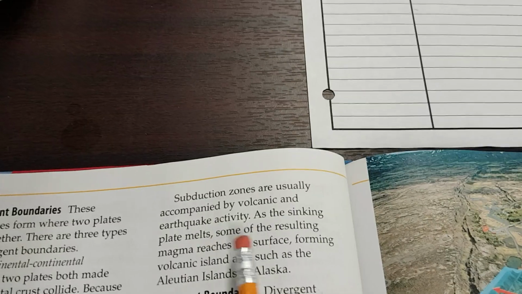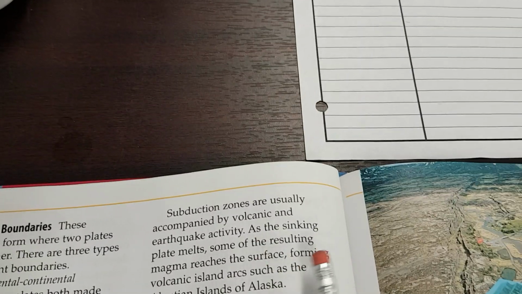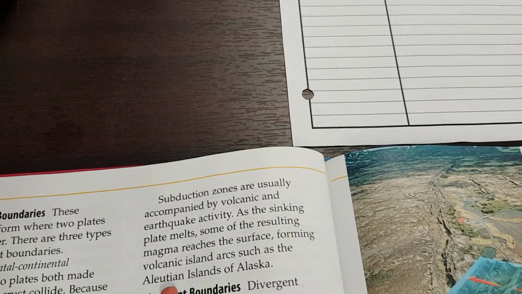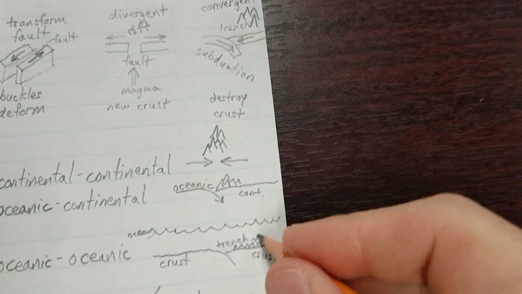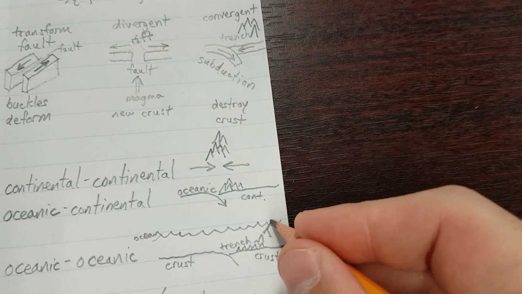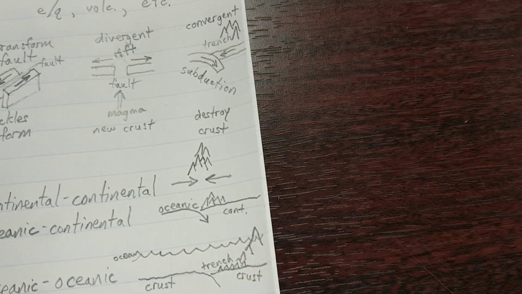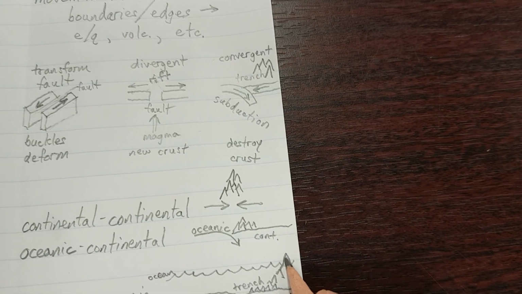As the sinking plate melts, some of the resulting magma reaches the surface, forming volcanic island arcs such as the Aleutian Islands of Alaska. Okay. So every once in a while, you can end up getting a little mountain tall enough to stick up out of the water.